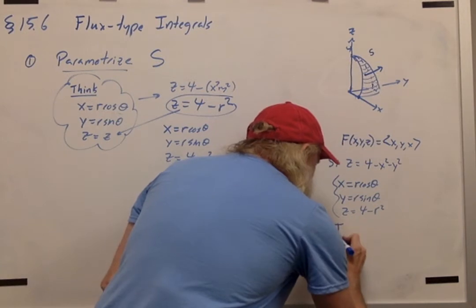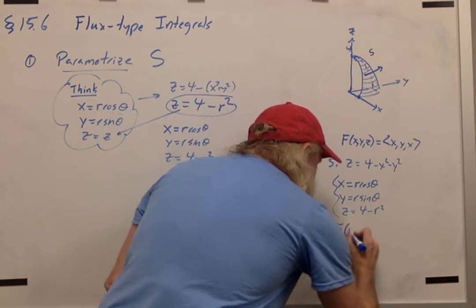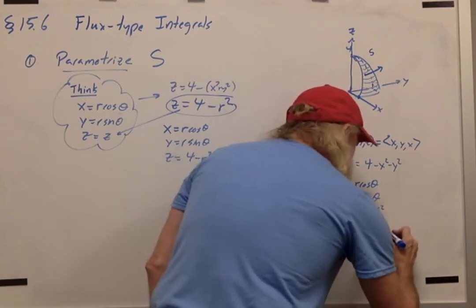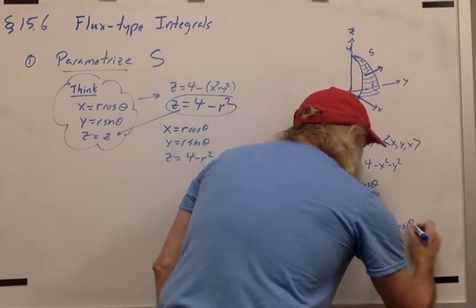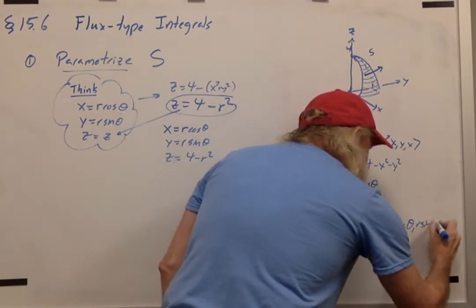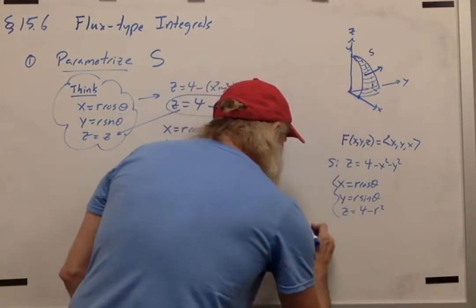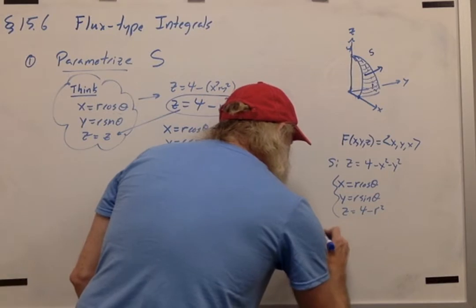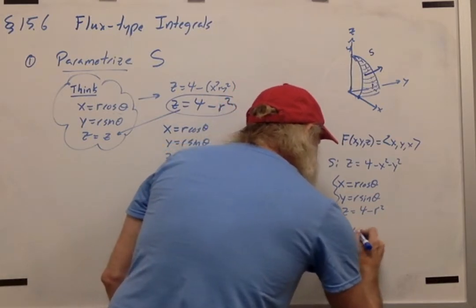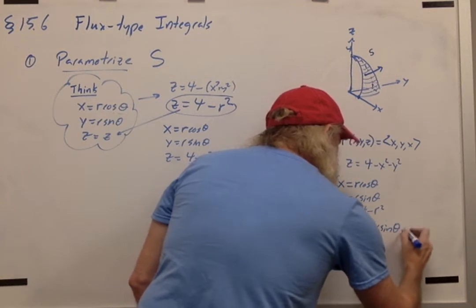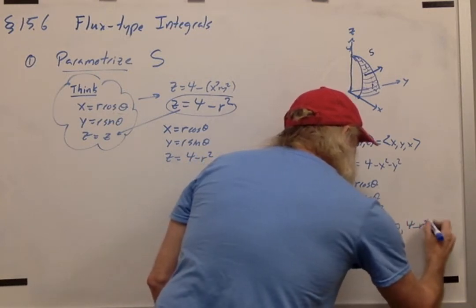Written in phi form, phi of r and theta is equal to (r cosine theta, r sine theta, 4 minus r squared). I didn't leave enough room. Phi of r and theta is (r cosine theta, r sine theta, 4 minus r squared).